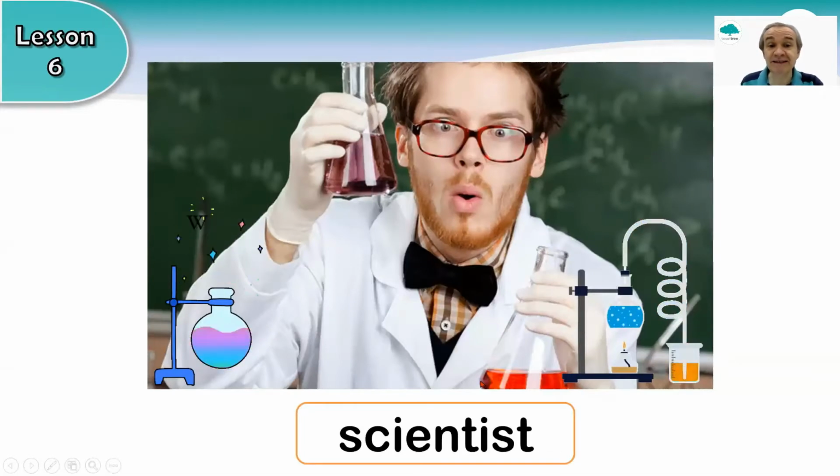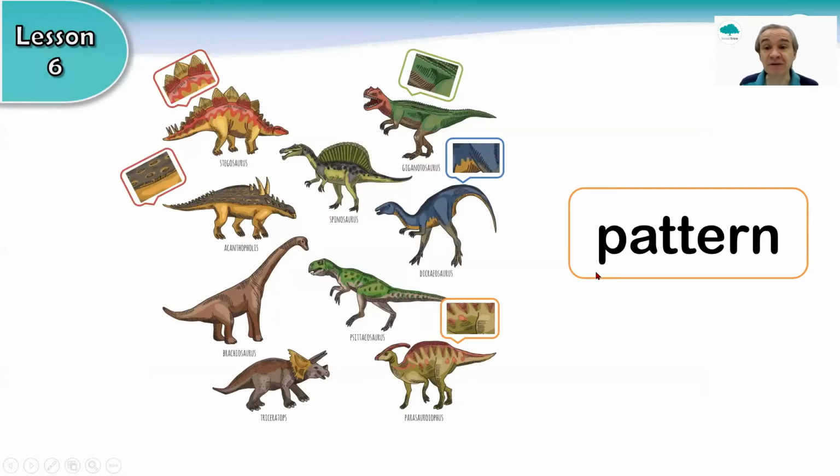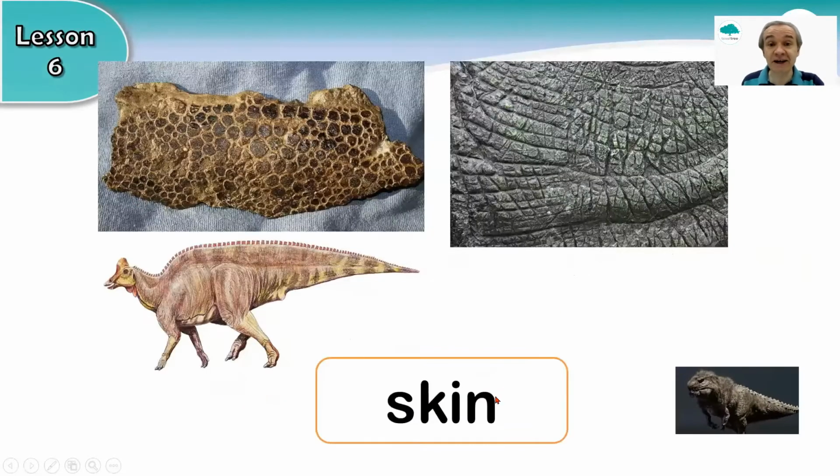Next, we have this word scientist. And look at the spelling of scientist, S-C-I-E-N-T-I-S-T, scientist. Next, we have different patterns. Now, if you look at these are dinosaurs, and you can see each one has a different pattern. We have some spots, we have some stripes, we have some lines. These are different patterns. Now, on a dinosaur, we have different kinds of skin, the skin of a dinosaur.